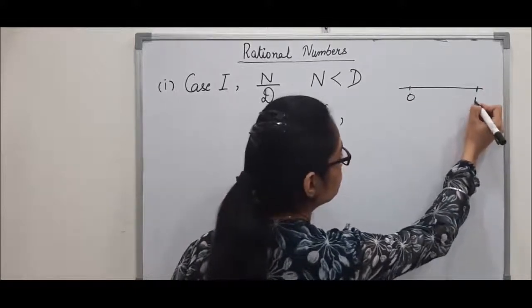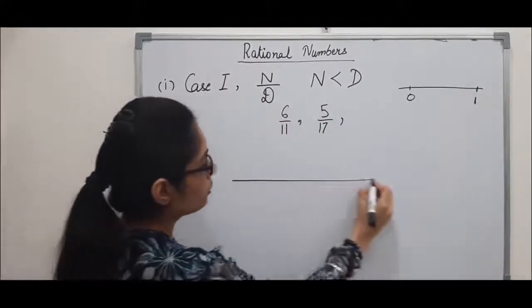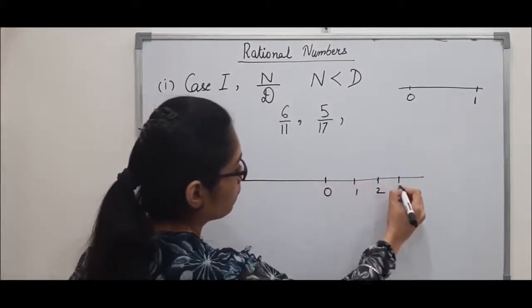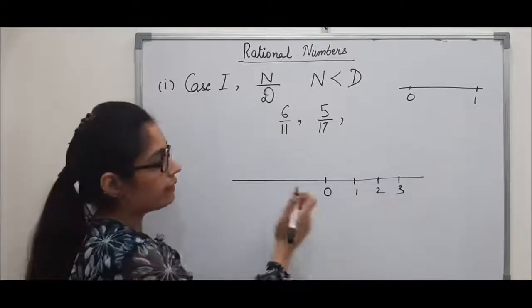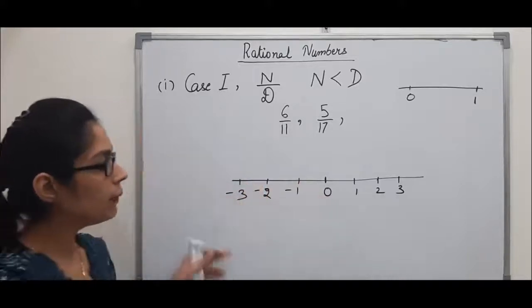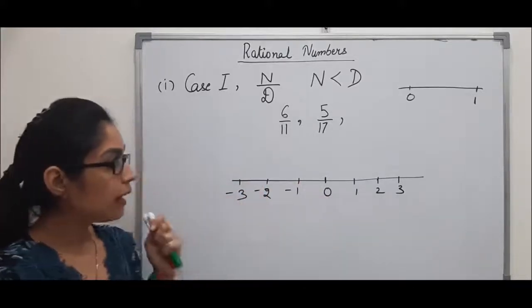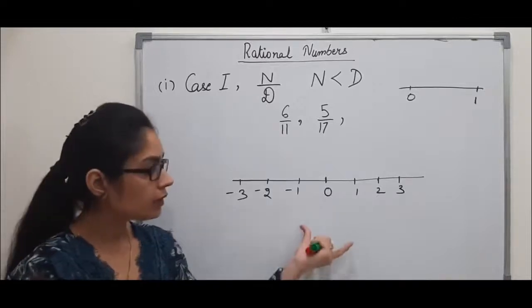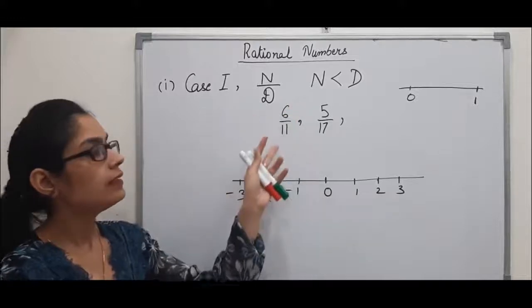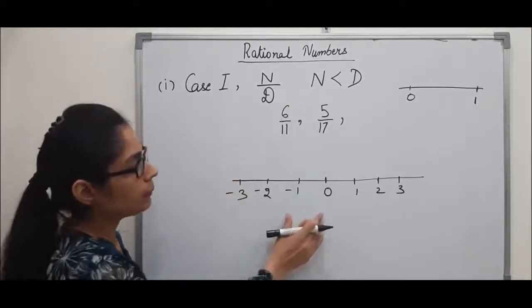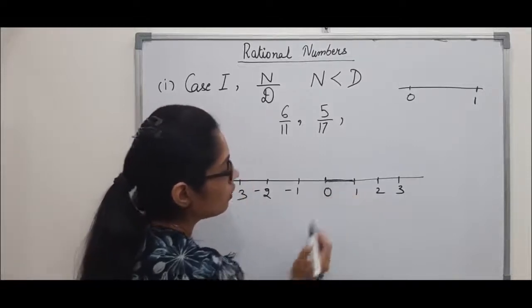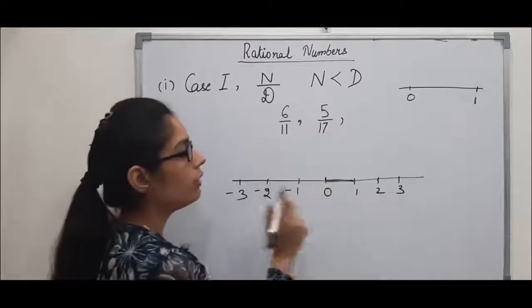and 1. A number line is something on which numbers are written this way. On this side of 0 positive integers are written and on this side negative integers are written. Now we have to represent rational numbers on this number line. Here the numerator is less than the denominator, so on this number line, between 0 and 1, your fraction or rational number will lie.